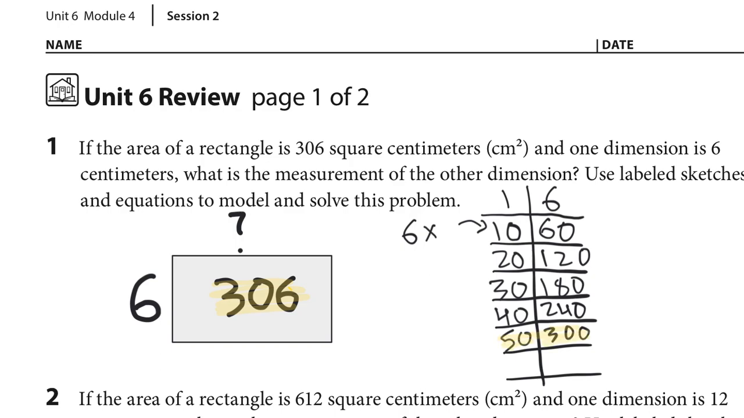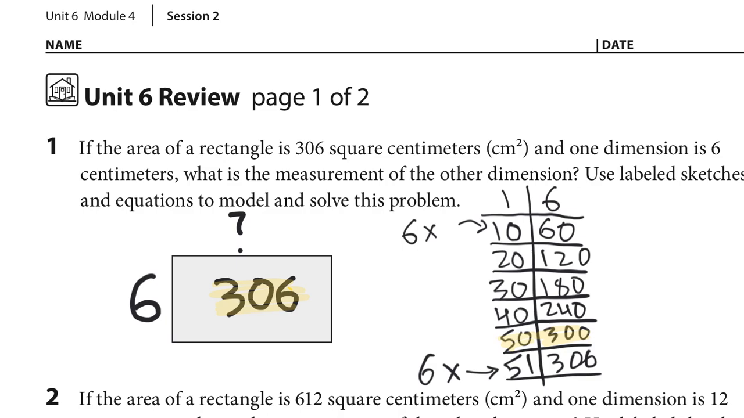We are so close. So what if I just add one more 6? Let me get rid of that. I'm supposed to be over here. What if I add one more 6, and now I have 51? Well, now I'm at 306, and that is the area that I'm looking for. So 6 times this 51 right here is 306.